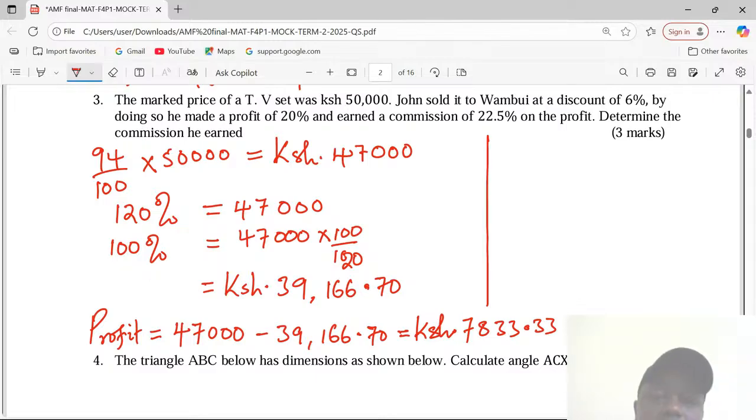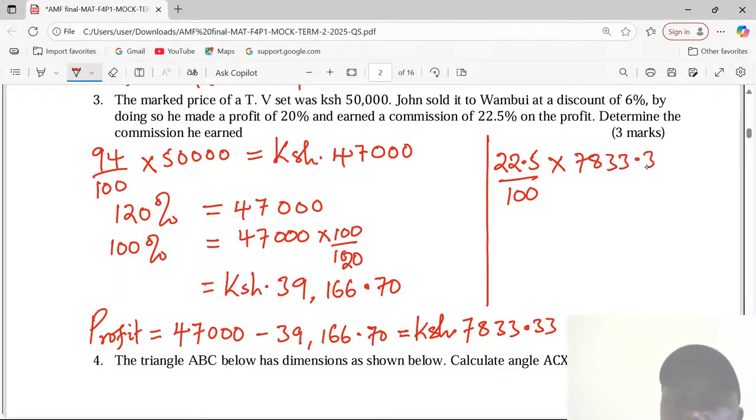Now, this gentleman has been employed somewhere by the owner of this particular electronics shop. Therefore, it means that he is not going to pocket the profit. He shall just be given 22.5% of this. So this is what John is going to receive: 22.5% of 7833.33. So Kenya shillings, the commission now, because the commission is part of the profit, 1762.50.